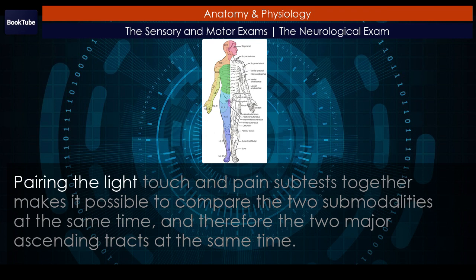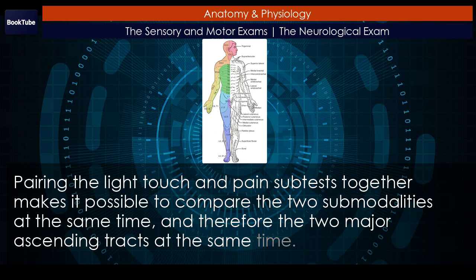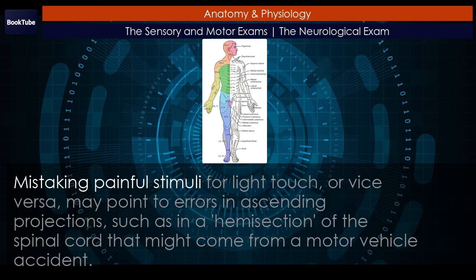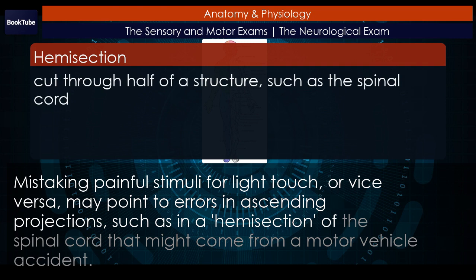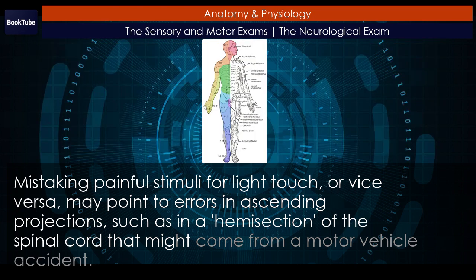Pairing the light touch and pain subtests together makes it possible to compare the two submodalities at the same time, and therefore the two major ascending tracts at the same time. Mistaking painful stimuli for light touch, or vice versa, may point to errors in ascending projections, such as in a hemisection of the spinal cord that might come from a motor vehicle accident.